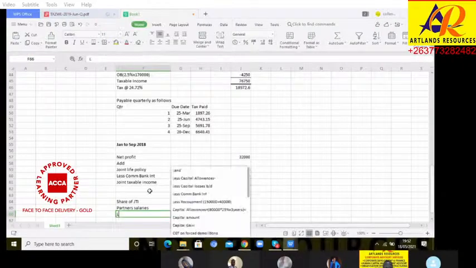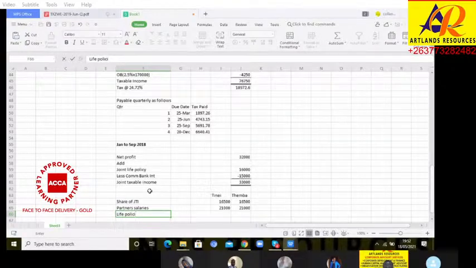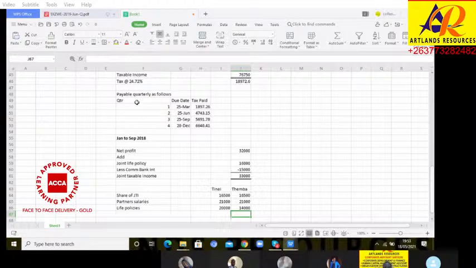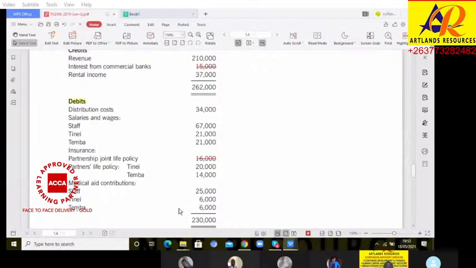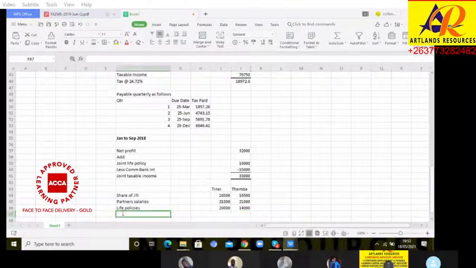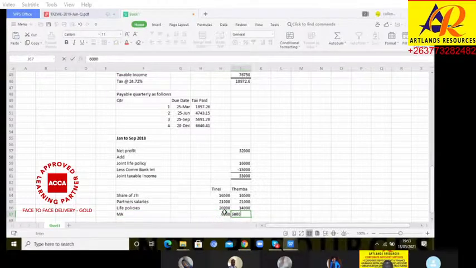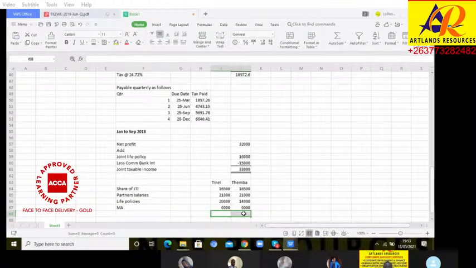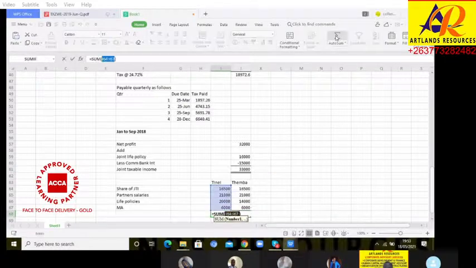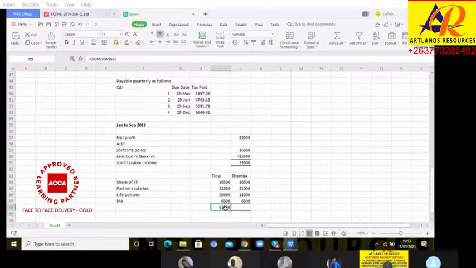Then you come and say medical aid contribution. So for the first 9 months, these are the figures. It's a matter of just taking note of the approach taken.